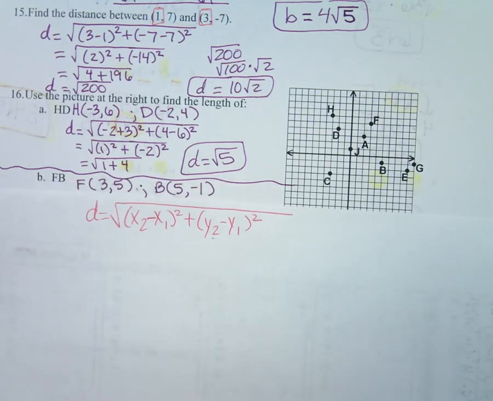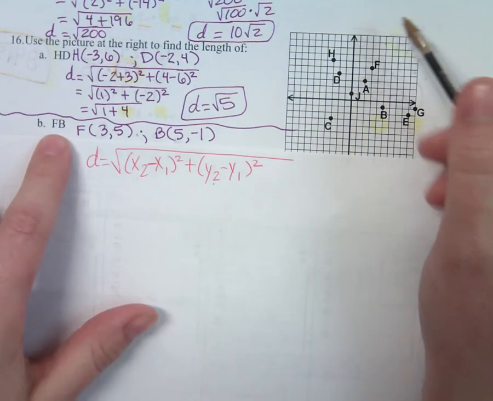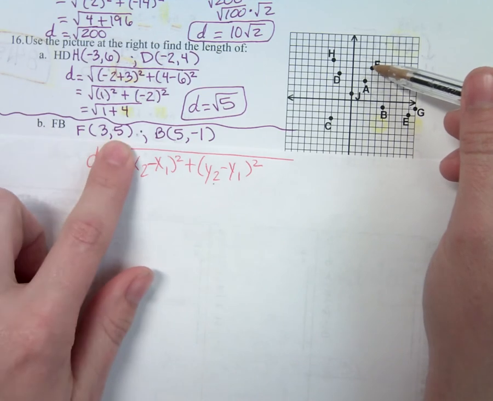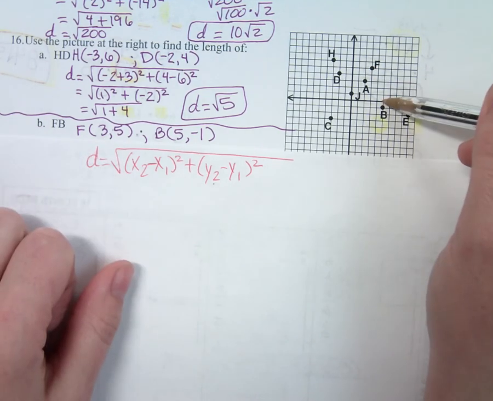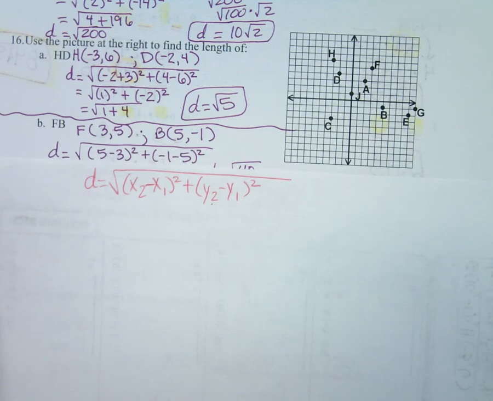Okay, next one, same thing. I just needed to know what my F ordered pair is and what my B ordered pair is. And so the ordered pair for F is (3, 5), and the ordered pair for B is (5, -1).